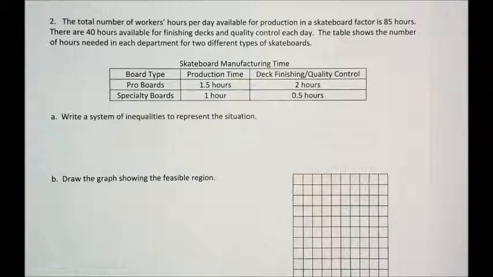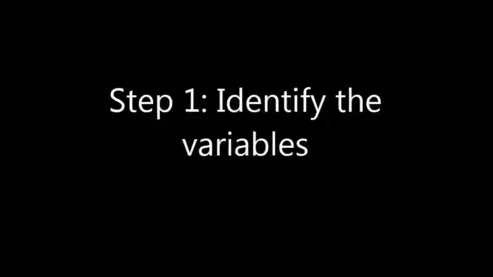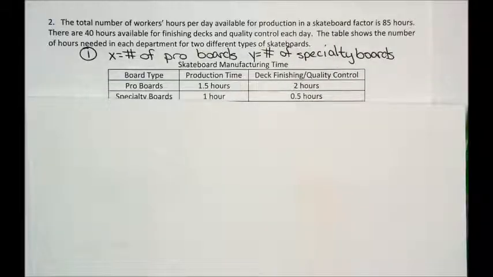The total number of workers' hours per day available for production in a skateboard factory is 85 hours. There are 40 hours available for finishing decks and quality control each day. The table shows the number of hours needed in each department for 2 different types of skateboards. We're going to say that x is the number of pro boards and y is the number of specialty boards.